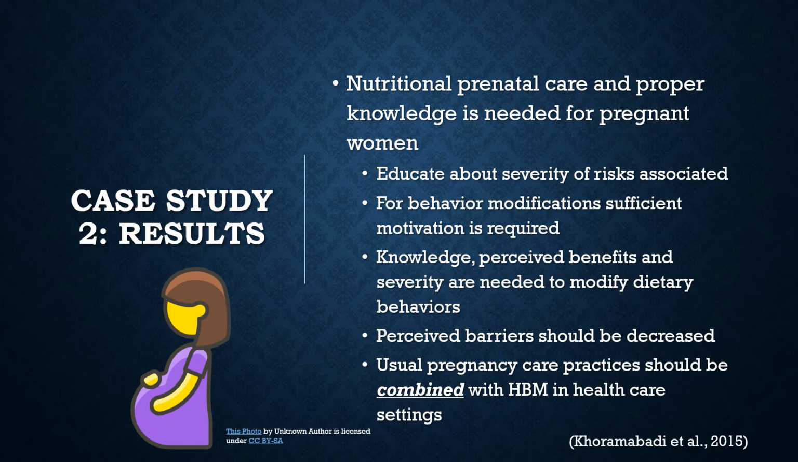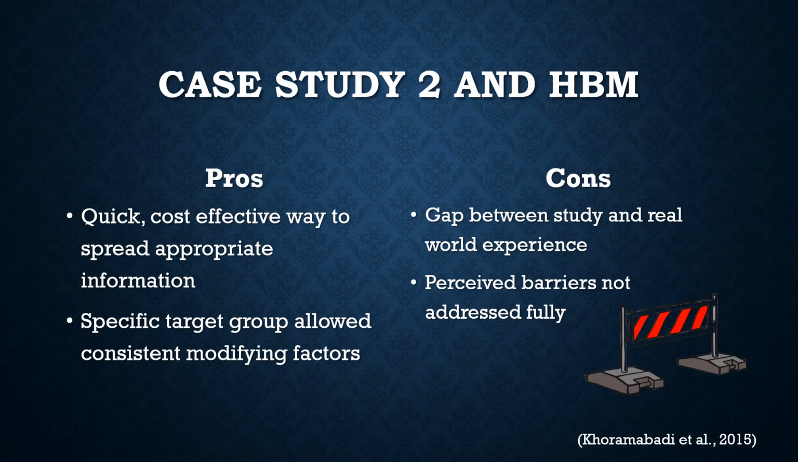The results of this study indicated that nutritional prenatal care and proper knowledge is needed for pregnant women. They also need to be educated about the severity of risks associated. For behavior modifications, sufficient motivation seems to be required. As far as knowledge, perceived benefits, and perceived severity are needed to modify dietary behaviors, and perceived barriers need to be decreased in order to see this action changed. Usually, pregnancy care practices should be combined with the health belief model in a healthcare setting, which was the ultimate conclusion. Now let's discuss the pros and cons for the second case study.